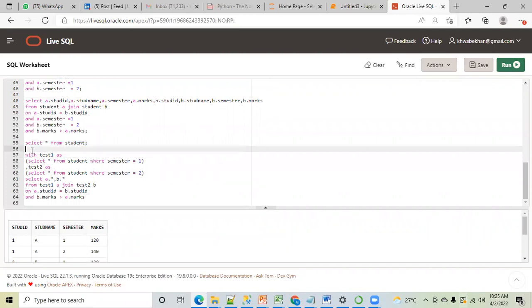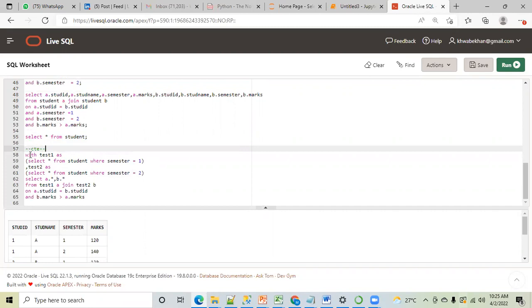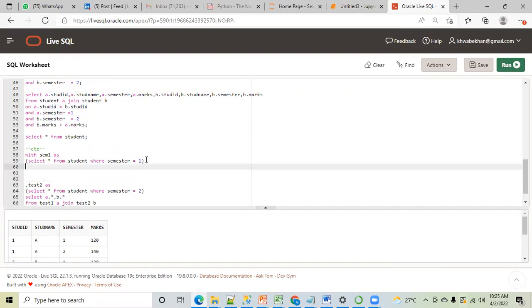This is the CTE expression. First of all, I have written WITH test1. This is user defined. You can write whatever you want. Your wish. Let me write it as semester 1. Select a star from student where semester is equal to 1. Forget about all these things. Let me execute this query.